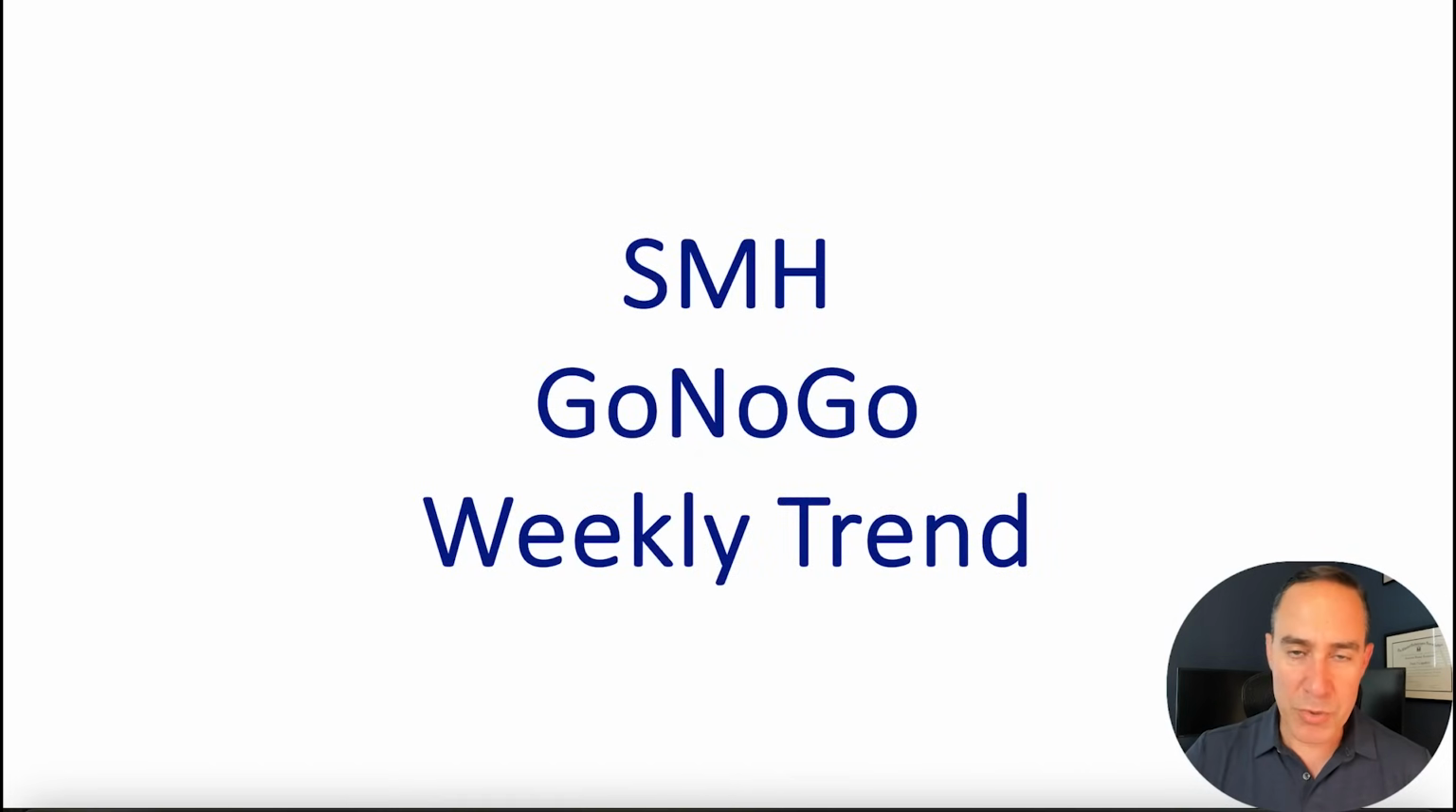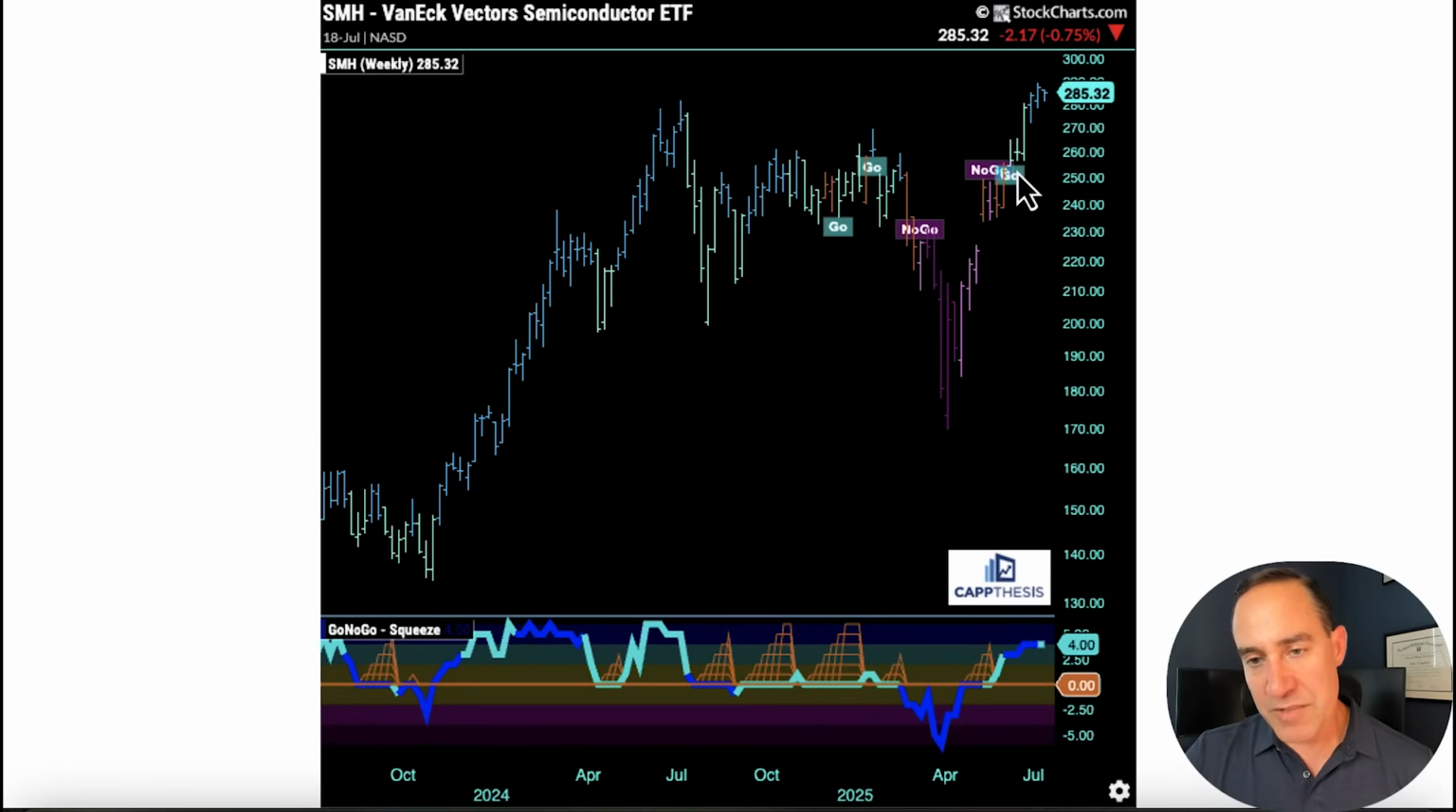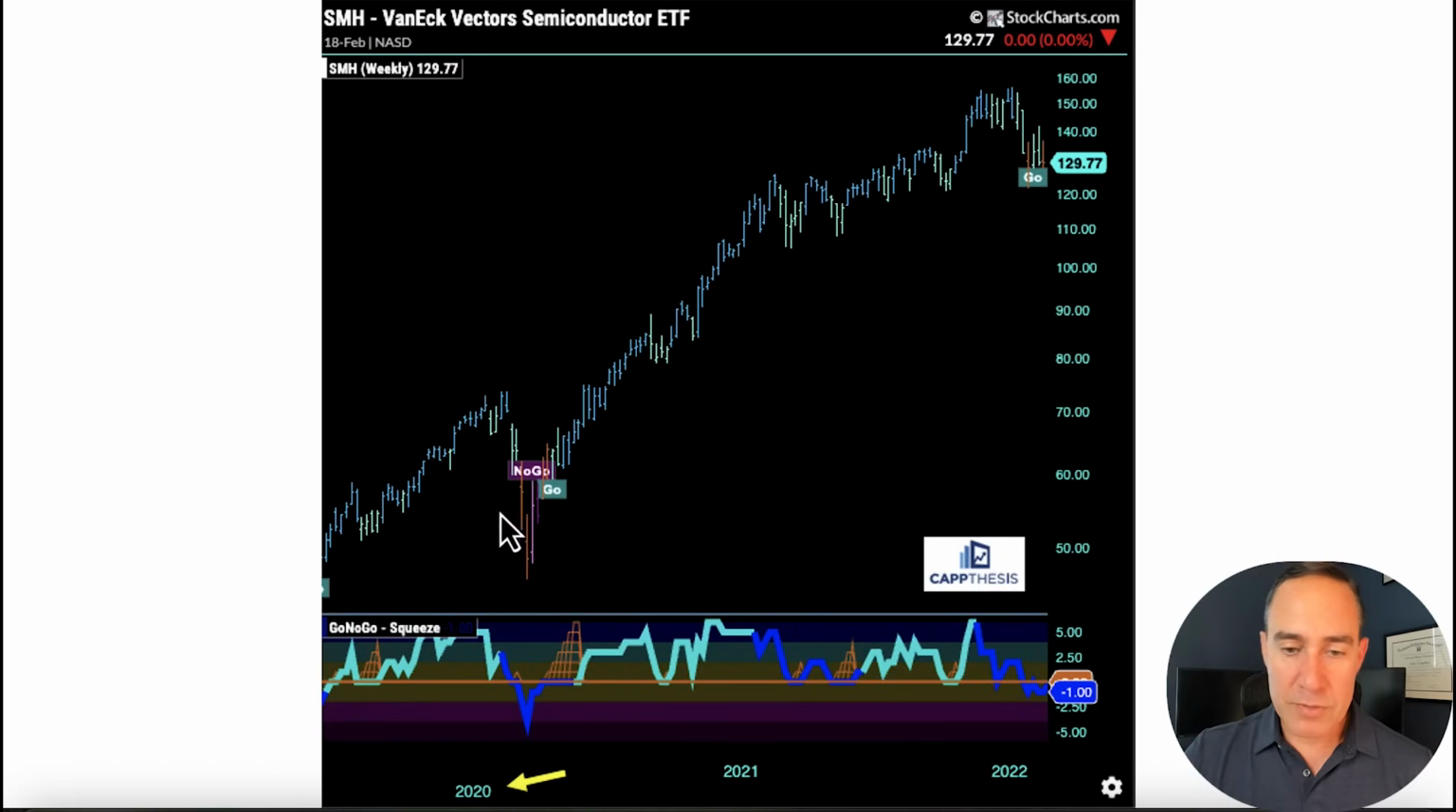And so looking at the SMH GoNoGo weekly trend, similar to the S&P 500, it finally changed from a bearish trend to a bullish trend as it was getting back to the highs from earlier this year. And then, of course, now still within a bullish trend, making new all-time highs. And again, that's very similar to what happened in 2020. It actually happened faster, where we saw the trend flip from bearish to bullish in the early stages, just in the spring to summer, and then really did not get affected at all until things changed in early 2022. Remember, as all of those uptrend lines were getting broken.